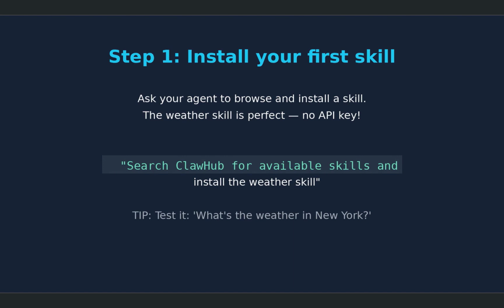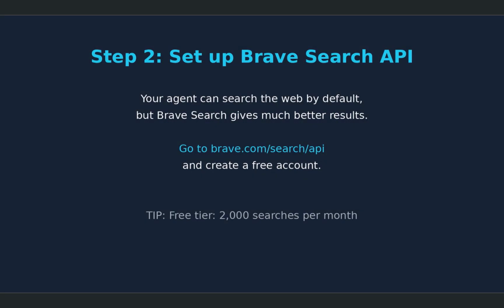No API key required. Just say, "Search ClawHub for available skills," and install the weather skill. After installing, test it by asking, "What's the weather in New York right now?" Step 2. Set up Brave Search API for better web search. Your agent can search the web by default, but adding a Brave Search API key gives it much better results.